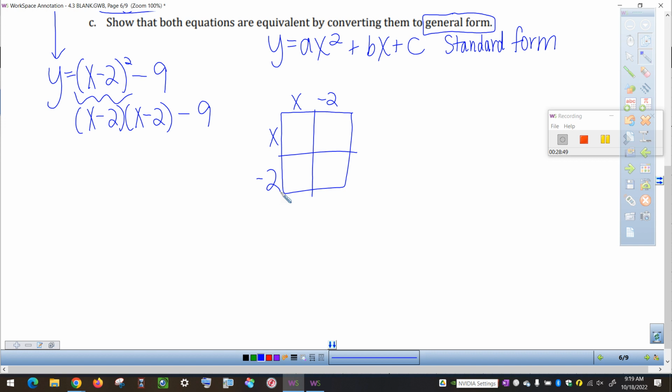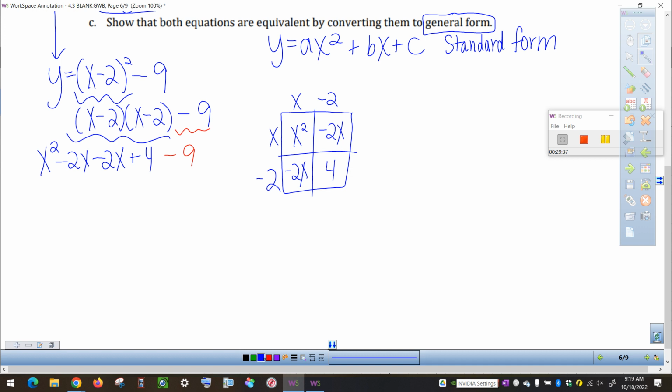So starting off, we've got x times x, which is x squared. Then we're going to do x times -2, negative 2x. For the next position here, we have another x times -2, negative 2x. And then -2 times -2 is positive 4. So let's go ahead and write out those four pieces. X squared minus 2x minus 2x plus 4. So those were the inside parts. And we're still going to bring down that minus 9.